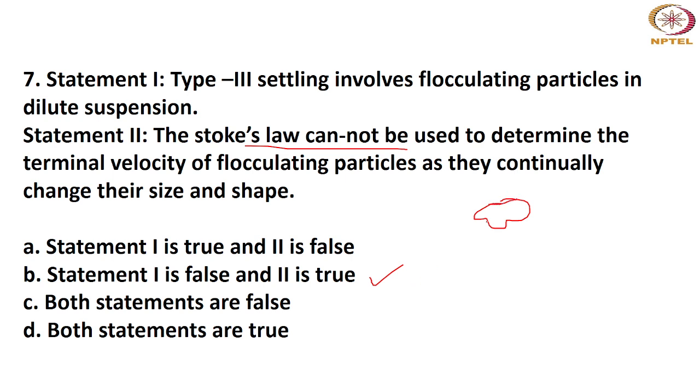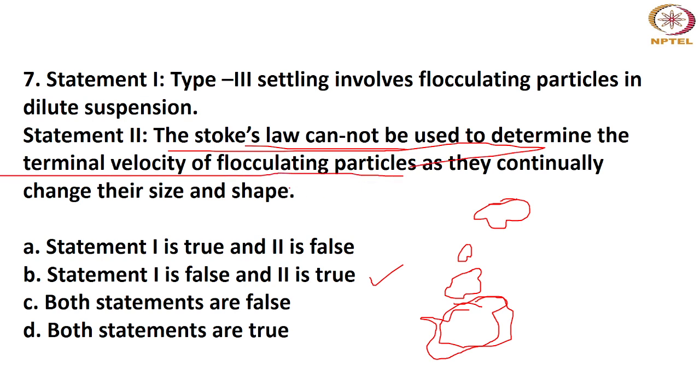If the flocculent particles are changing, like this was the first-time particle, then it is getting bigger and bigger. So it is actually changing size as well as shape. It might be in a different shape. So that's why Stokes' law cannot be used to determine the terminal velocity of flocculating particles.